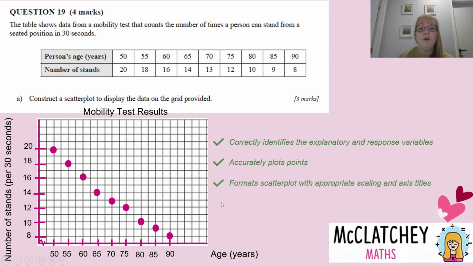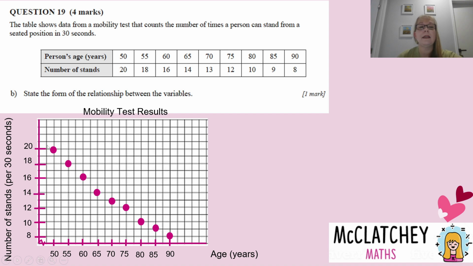And thirdly, formatting the scatter plot properly. So we're looking at the axis titles. That's these ones here, and I've written those down. And also this here, the correct scaling. Remember how I mentioned the little break in the axis? If I don't do that properly there, I would probably lose that mark there. So I want to make sure that I've indicated that I'm breaking. And if I'm going to break there, I don't need to put a 0 in the corner.